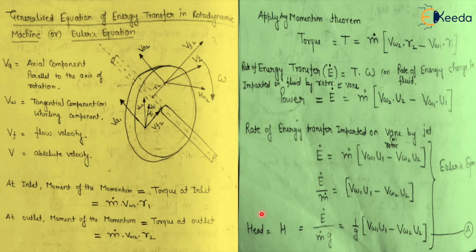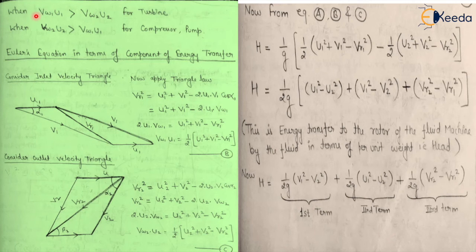So this is the equation for the turbine. Now if Vw2 U2 is greater than Vw1 U1, then this equation will become for the pump or compressor. Let's see. When Vw1 U1 is greater than Vw2 U2, then this equation will be for a turbine. When Vw2 U2 is greater than Vw1 U1, then this equation will be for a compressor.